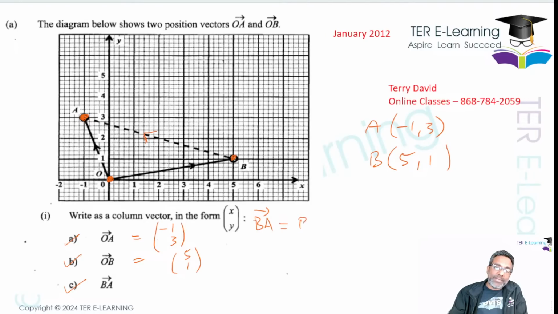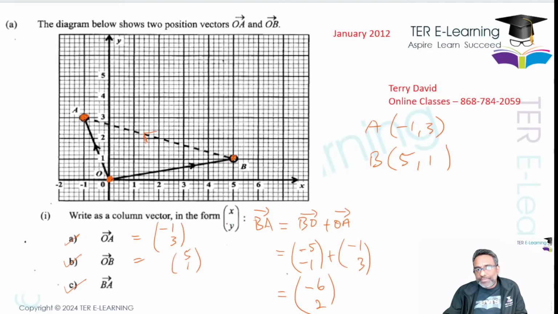B to E is the same as going from B to O plus O to E. So B to O is the opposite direction of OB. Anytime you want to reverse the direction of a vector, just multiply by minus 1. So the vector BO is going to be (-5, -1), plus the vector OE, which in this case is (-1, 3). When I work this out, -5 plus -1, you're going to get -6. And then -1 plus 3, you're going to get 2. So my vector BE here is going to be (-6, 2).